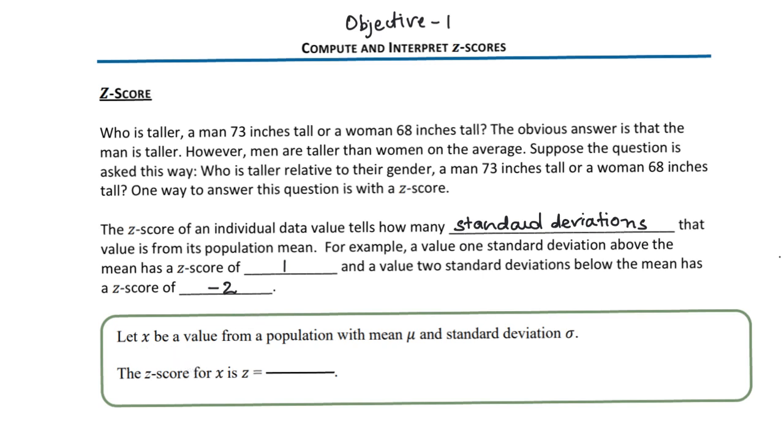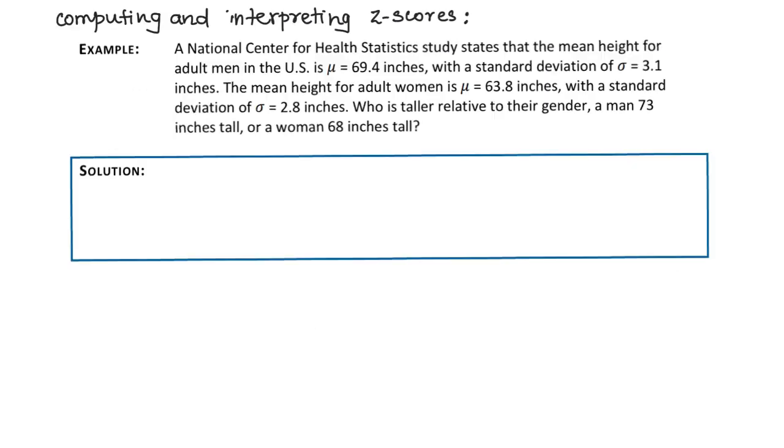Let x be a value from a population with mean mu and standard deviation sigma, then the z-score of x is x minus mu divided by sigma. Let's look at an example on how to compute and interpret z-score.